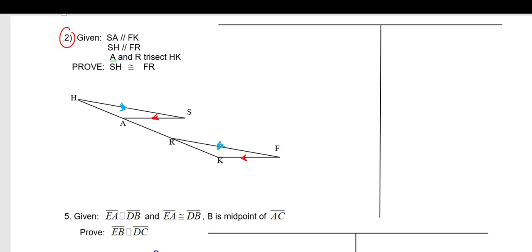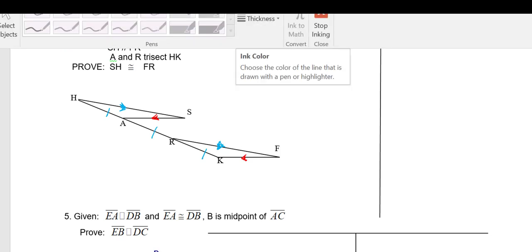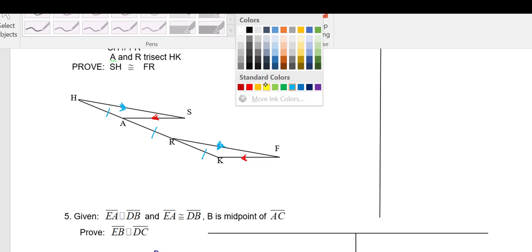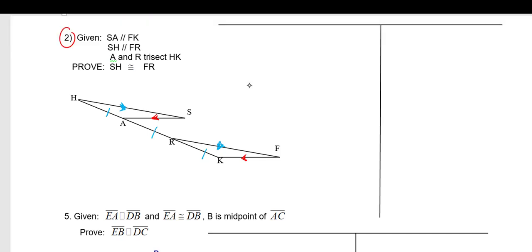It also says that you have a trisected segment here, so this is congruent to this, which is congruent to this. That just means that all the segments are congruent to each other. Okay, let's see if we can identify some things that will help us here. We're trying to prove that SH is congruent to FR, so if I could just get those triangles congruent to each other, then I know by CPCTC I can get SH congruent to FR.